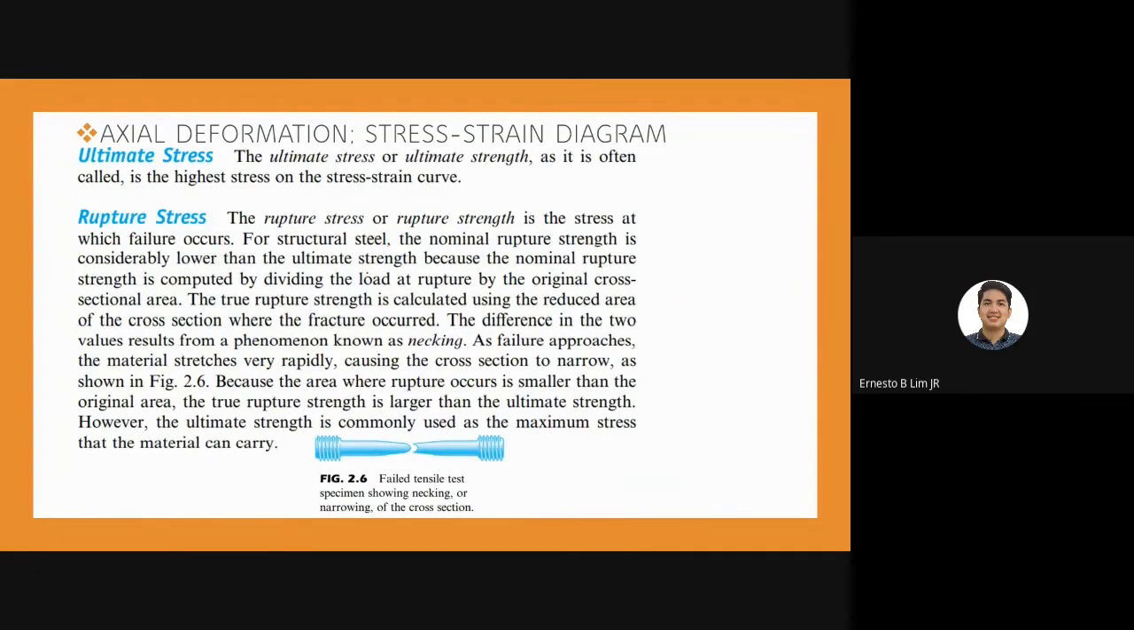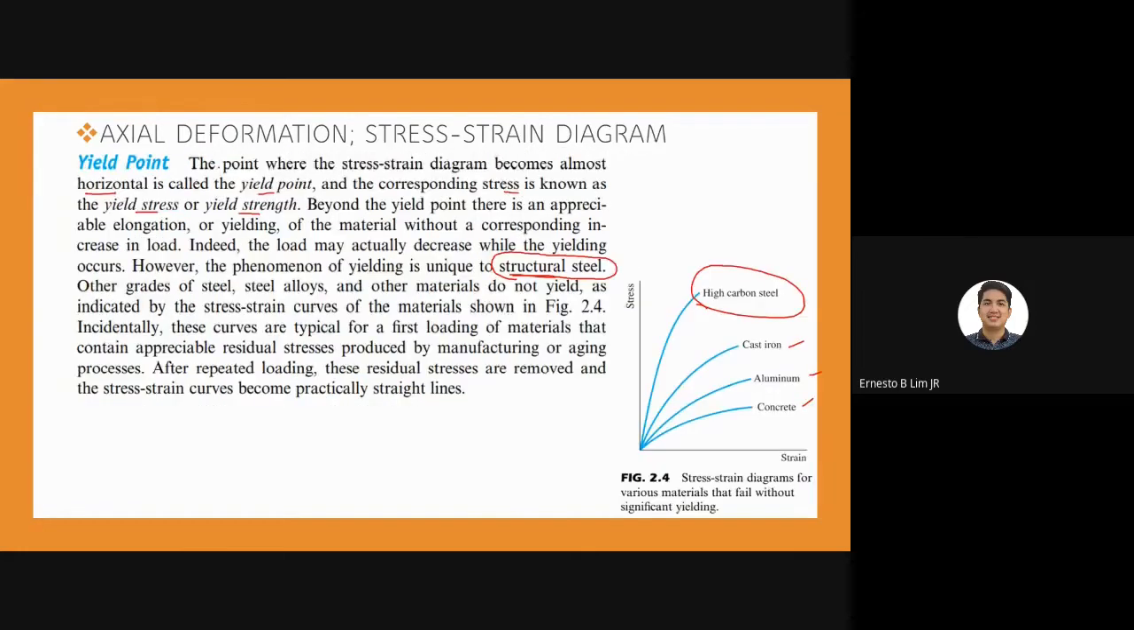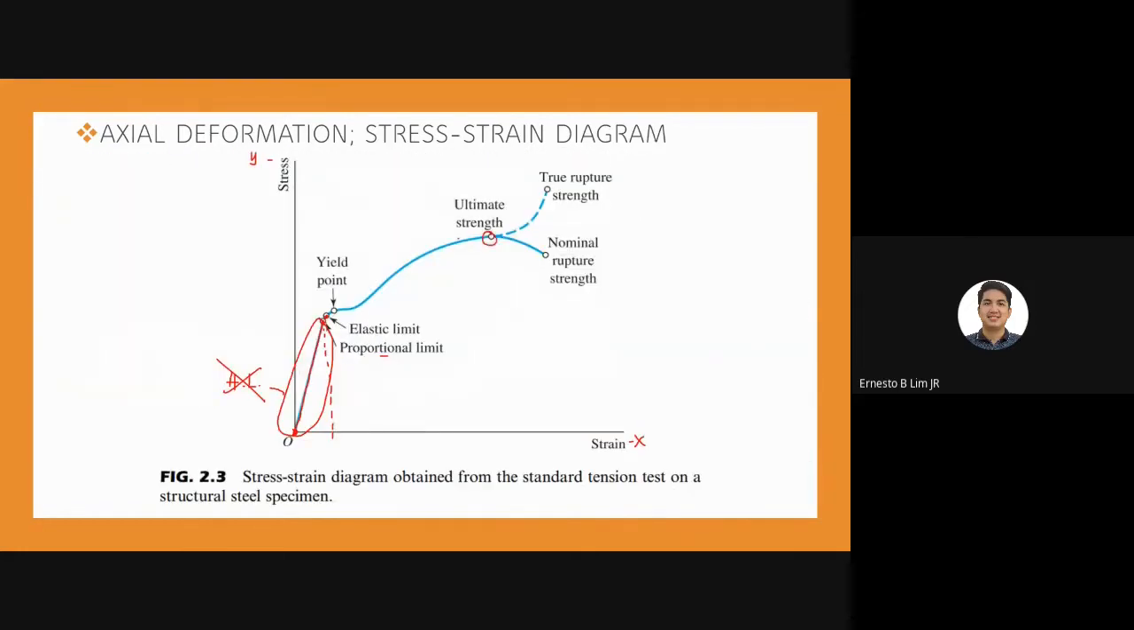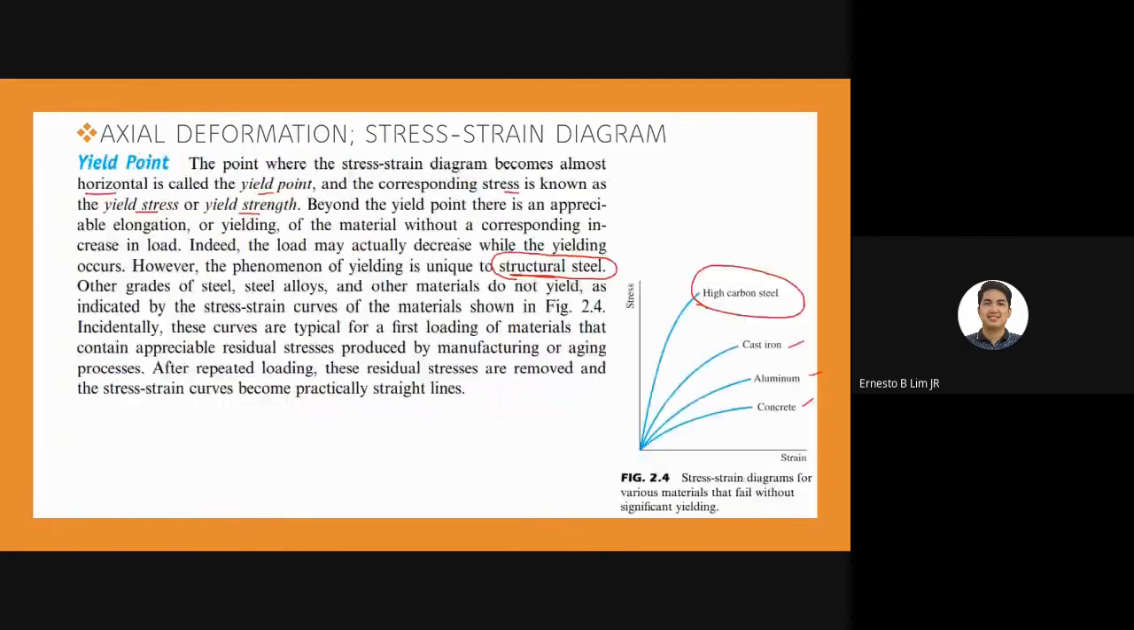Okay, so to our fourth point rather, which is the ultimate stress. So ultimate stress or ultimate strength, as it is often called, is the highest stress on the stress strain curve, or the highest point as we can see here. So this is the ultimate strength. It's at the highest point.